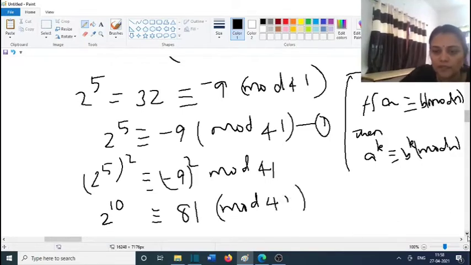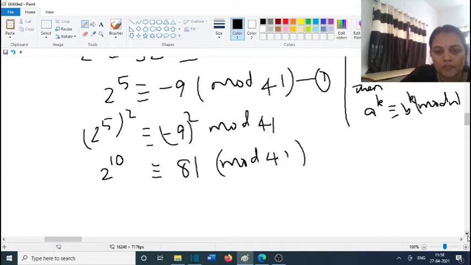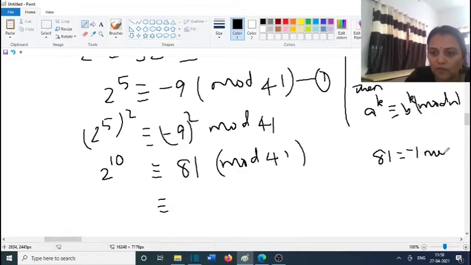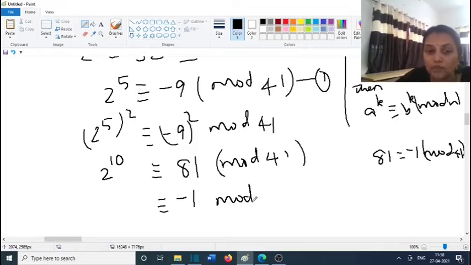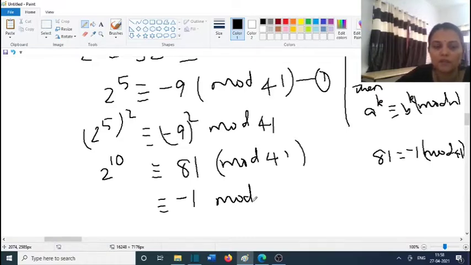Now 81, we can subtract multiples of 41. 41 into 2 is 82, so 81 minus 41 is 40, and 40 minus 41 is minus 1. So 81 is congruent to minus 1 mod 41.